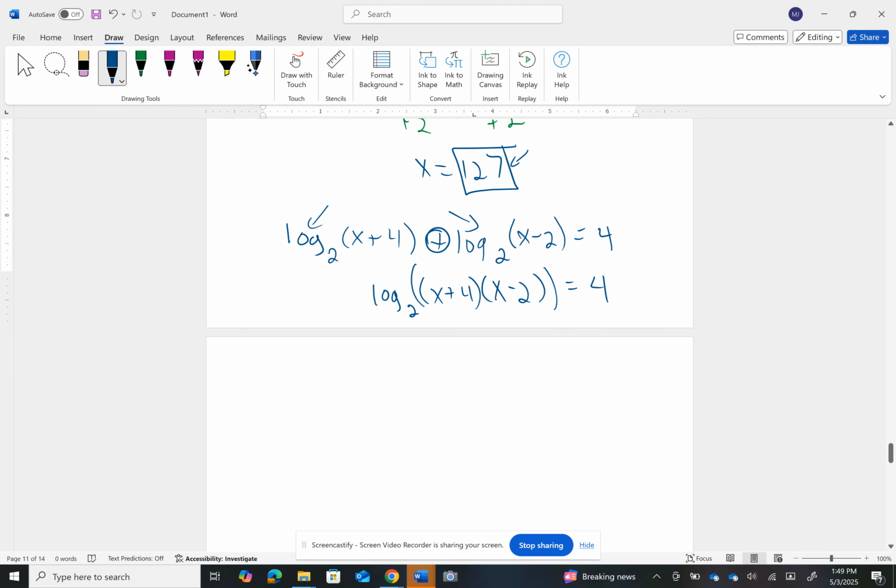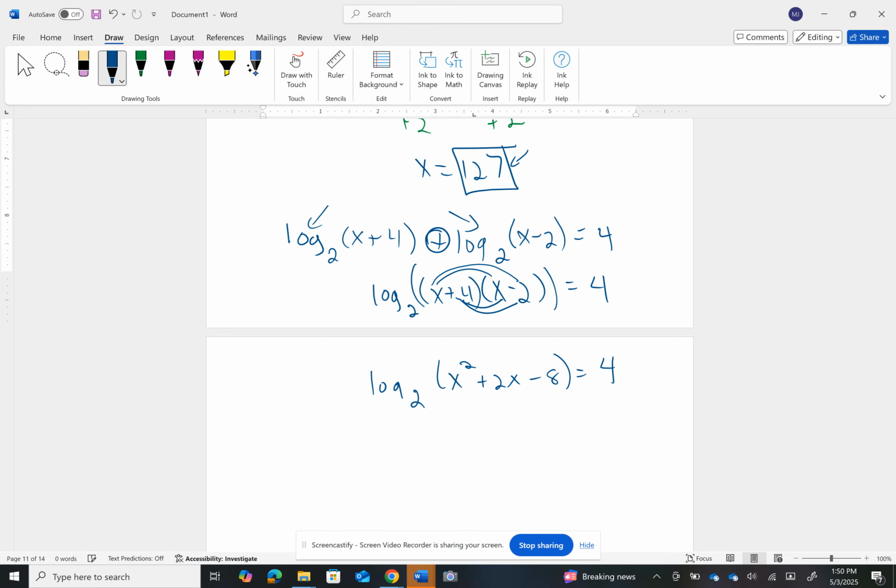All right. So what we've got here is log base 2. And I'm going to go ahead and multiply out that inside part using FOIL. So it's x squared, and then it's negative 2x and a positive 4x, so that'd be plus 2x, and then 4 times negative 2 would be minus 8.